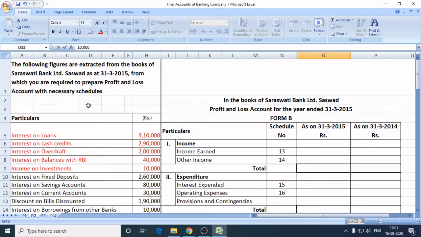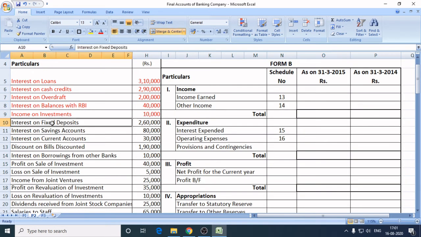Now next is interest on fixed deposits. Is it an income or an expense? See, with the bank, fixed deposits are kept, meaning the amount is kept in the form of fixed deposit by the account holders, and on such a fixed deposit the bank pays interest. So it is an expense of the bank, and interest related expenses we are supposed to mention under schedule number 15, that is interest expended. So it will go under interest expended, and the figure is 2,60,000.